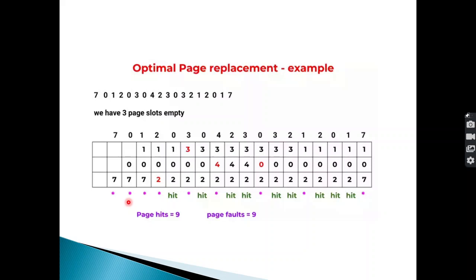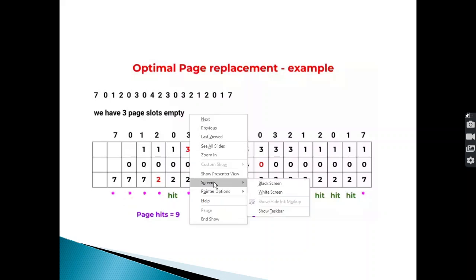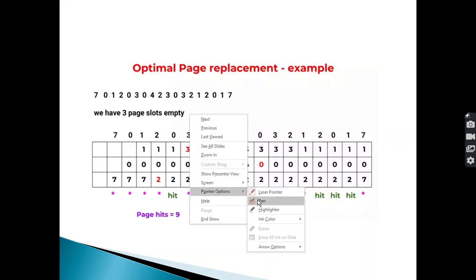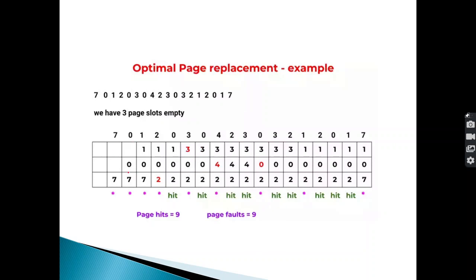I'll mark a star for each fault. So 7 is entered, then I insert the 0 element. Then I have to insert the 1. There is space, so I insert 7, 0 followed by 1. Now next I want to insert the 2.